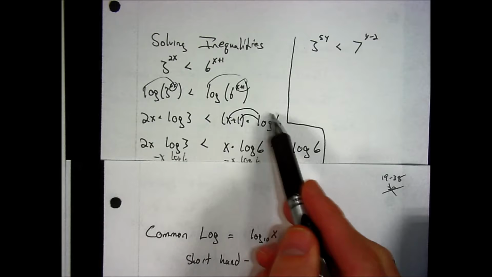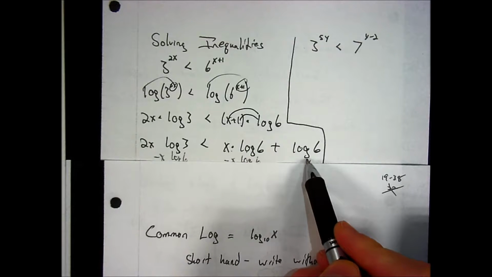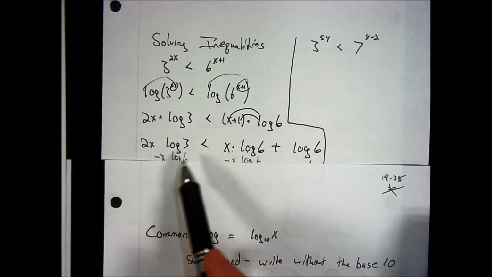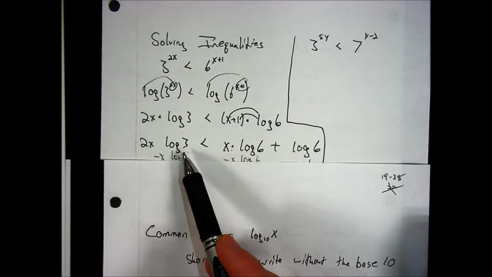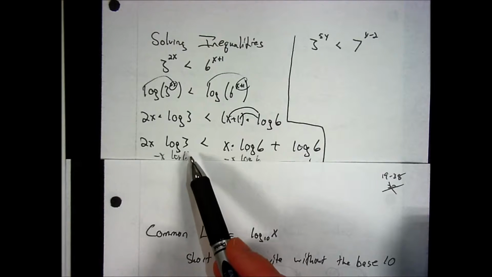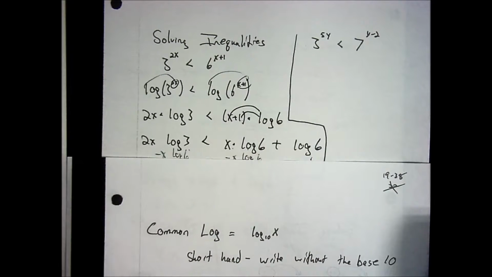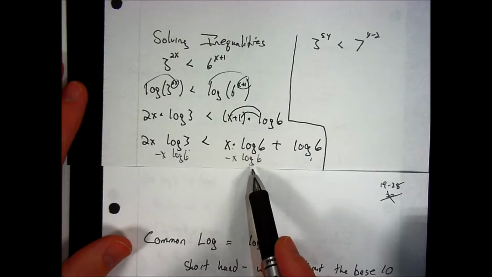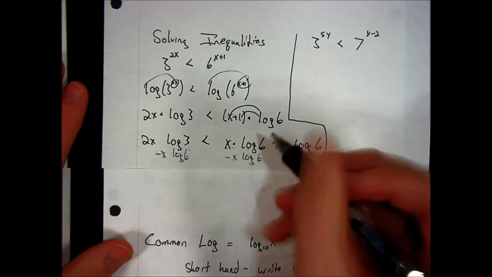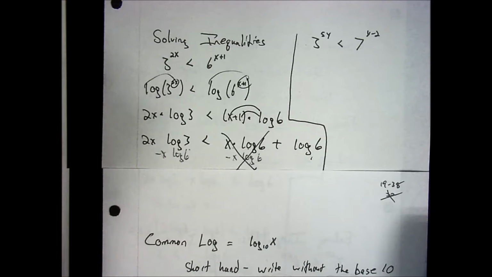Okay, so I took x times log of 6 plus 1 times log of 6. Now we have x's on both sides, and it's looking pretty scary. Alright, think back to our normal algebra equation solving skills here. If we have x on both sides, we want to get all those x's on the same side. So we're going to subtract x times log of 6 from both sides, taking it off this side and putting it over here with that one.